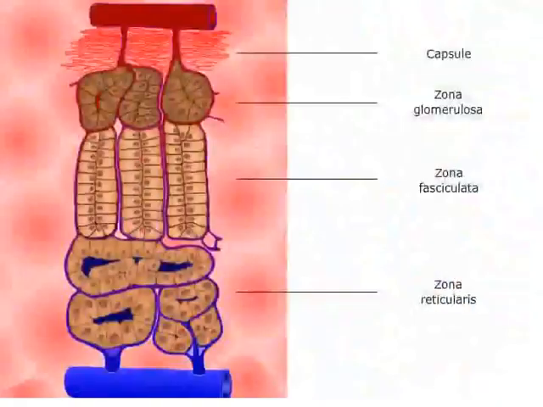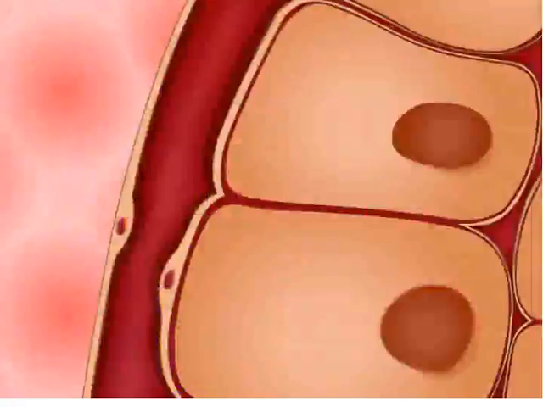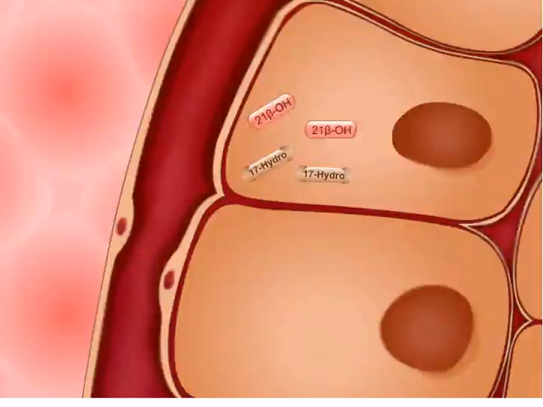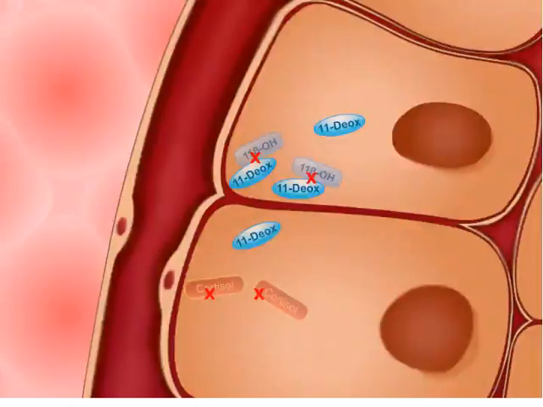Let's now review the effect of 11-beta-hydroxylase deficiency within the zona fasciculata. Here, the biosynthesis of cortisol proceeds normally until deficiency of 11-beta-hydroxylase blocks the formation of cortisol from 11-deoxycortisol and therefore leads to reduced serum levels of cortisol.